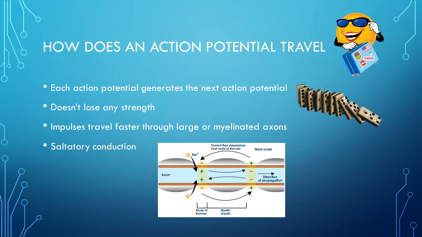So, remember how we talked about the myelin sheath and nodes of Ranvier? Well, an action potential is going to travel by saltatory conduction from node to node. Basically, all the depolarization that I've been talking about is going to occur at the nodes of Ranvier, and the action potential jumps from node to node.